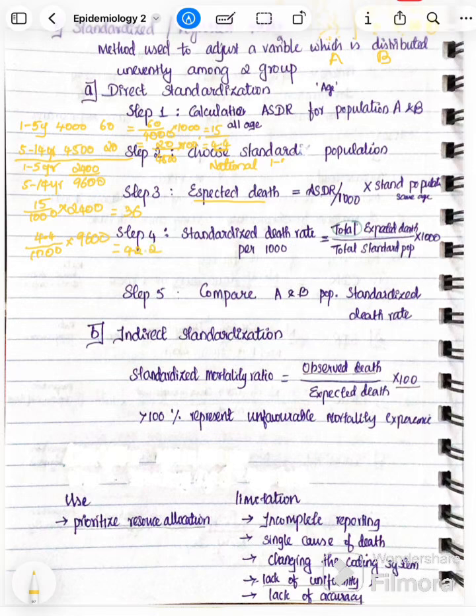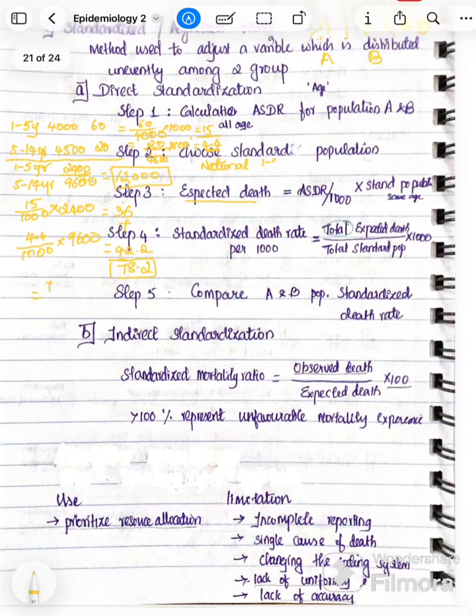Next step is standardized death rate per thousand is equal to total expected death divided by total standard population. So total expected death, we are going to add this 36 plus 42, 78.2. So 78.2 divided by 12,000 into 1000, we may get one answer. Suppose we got 6. This is of population A. We have to calculate same like this for population B. Age is standardized now. We can compare population A with population B.